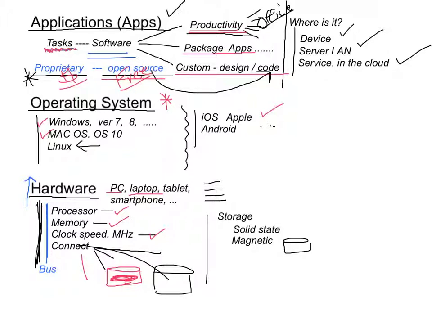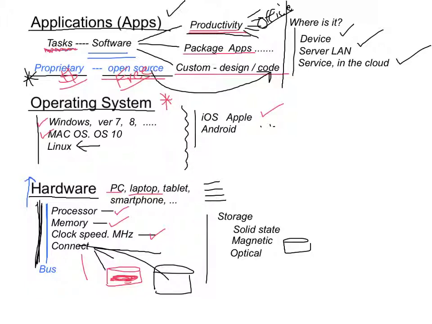Another option here would be optical. And that's where we talked about before a little bit. That would be your DVD, or in some older computers, your CD. So you have optical storage.